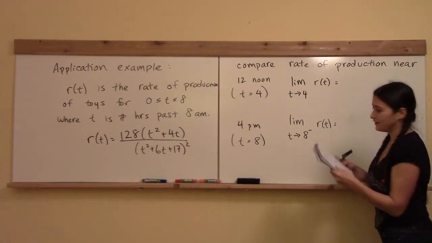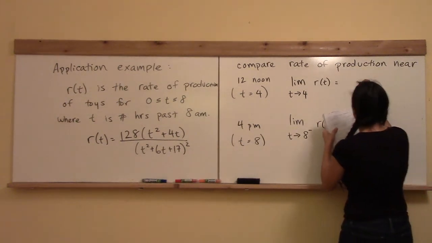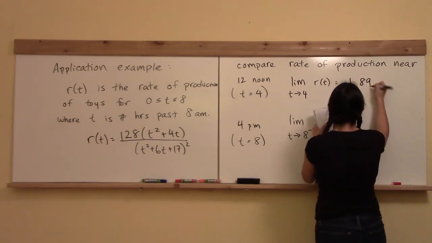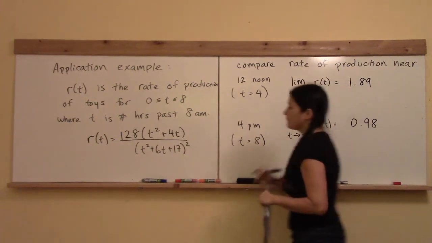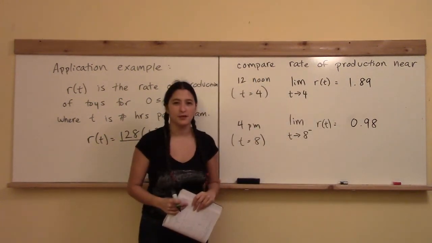Did you get an answer? Okay, I got an answer. My answer here, as I approach 4, was 1.89. And then as I approach 8 from the minus direction, 0.98. Where did I get those numbers?